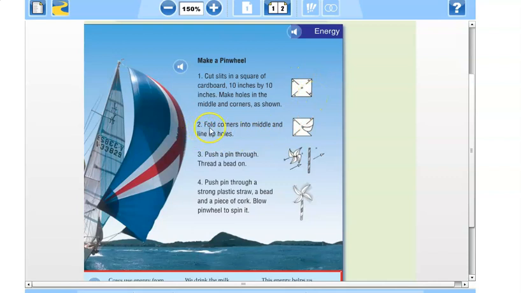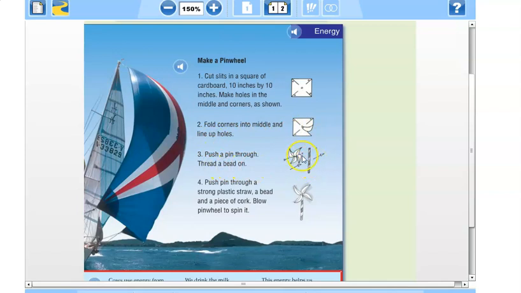Then number 2, fold corners into middle and line up holes. So you can see here the slit, so you would bring the hole that you put in the corner up to the middle corner. So fold the corners into the middle and line up the holes. So as you fold it, you line up those holes.